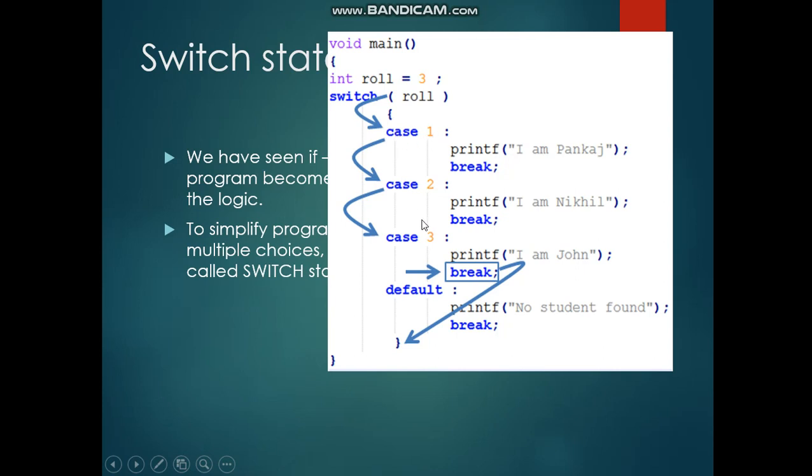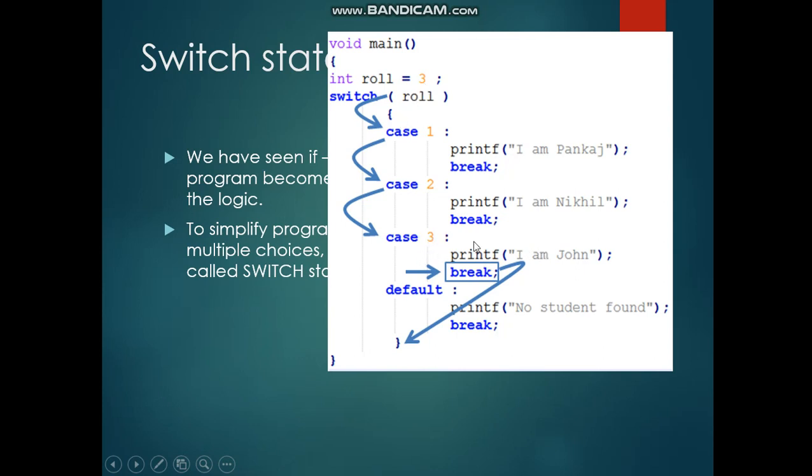Now we write the case number. So case 1, case 2, case 3, you can write any number of cases up to case 5 or case 10 or maybe case 100. So whatever case is matched based on the number, let's say case number 3 is matched because here 3 is given, the value of roll variable is 3, so this case is matched.